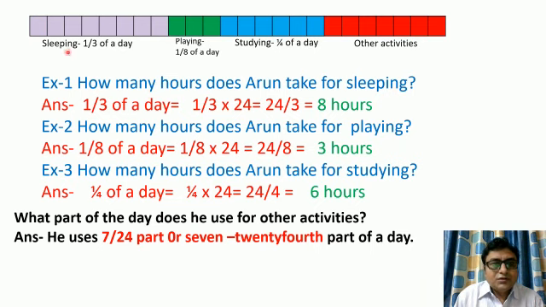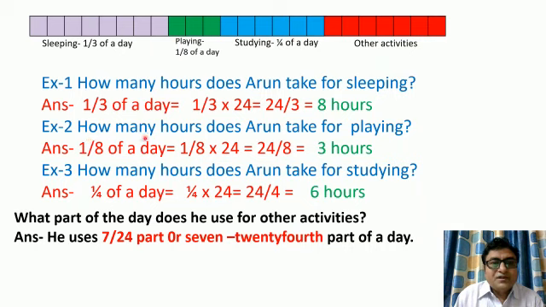So you know it very well. One third of a day Arun takes for sleeping. So one third of a day is equal to one third into 24. You know that 24 hours make a day, so one third into 24 is equal to 24 divided by 3, which is equal to 8 hours. So Arun spent 8 hours for sleeping, so we colored 8 blocks with this purple color.